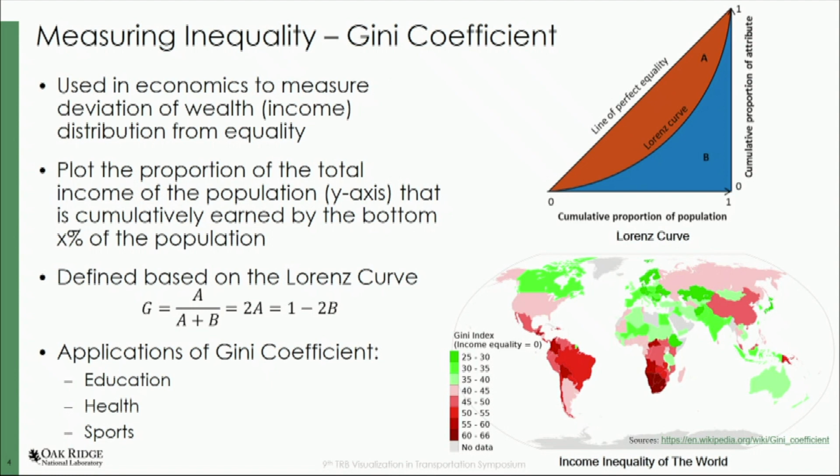On the bottom here, it's showing inequality of income in the world, and the map is color-coded based on the Gini index. I apologize for using red and green, I know it's not good for colorblind people. That's why I need to go to that workshop. But the green means it's more equal, and the red means it's less equal. So you can see in some of the South American countries and African countries, the inequality is more obvious.